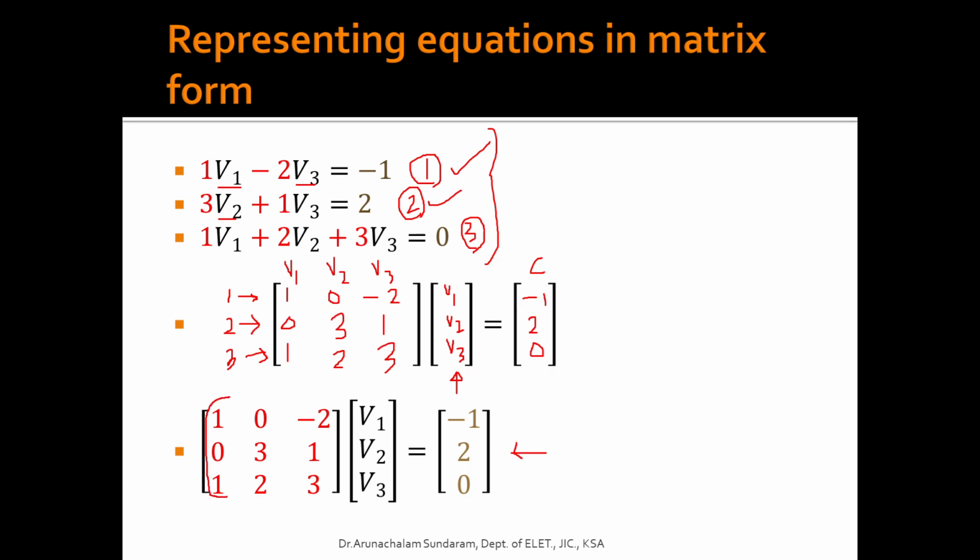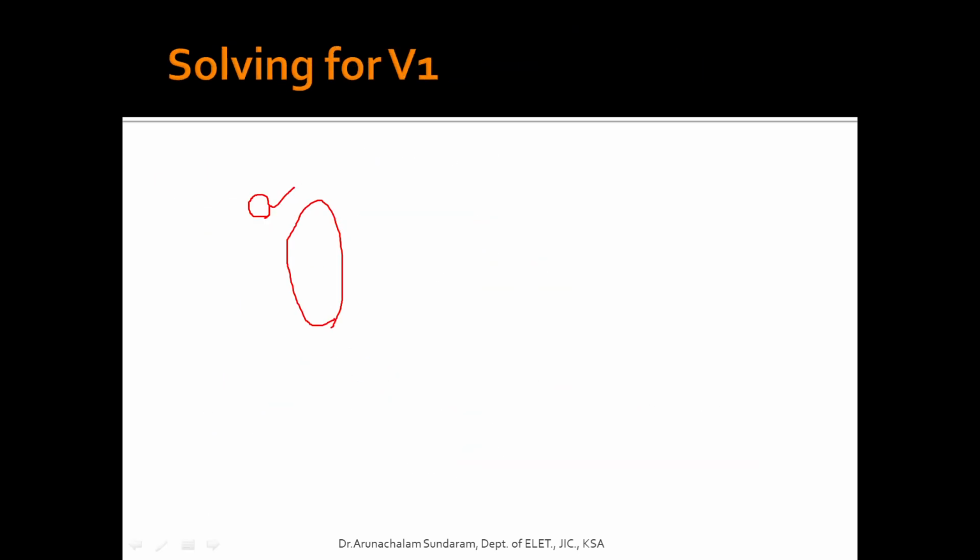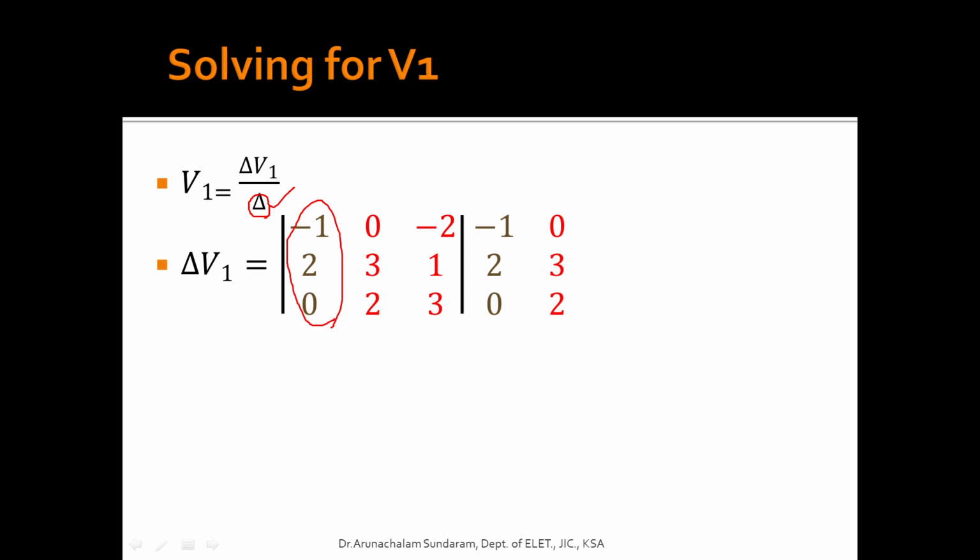This is the column corresponding to V1. We have to replace it with this constant in this place. So this is what we have done. Look at this one, you will get it. So here you can see these numbers. We have replaced the column corresponding to V1 with a constant. After that, we have copied the first column here and the second column here. We are doing it to find the determinant.